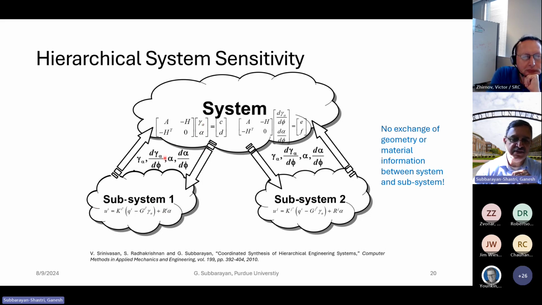Now, it turns out, supposing phi is a design parameter, and this design parameter changes in one subsystem, then I can also calculate, in exactly analogous manner, the sensitivity of this parameter gamma and alpha. This is all described in this paper. So this is of gamma and alpha, in exactly the same way that I do evaluation of gamma and alpha. It turns out the coefficient matrix is exactly the same thing. So now I have a solution to the sensitivity of my global parameters, that when I pass to my subsystem, I can evaluate not only the behavior, but also the sensitivity of the behavior to the design change in some other subsystem, in any subsystem. So there is no exchange of geometry or material information between subsystem and subsystem in this process.